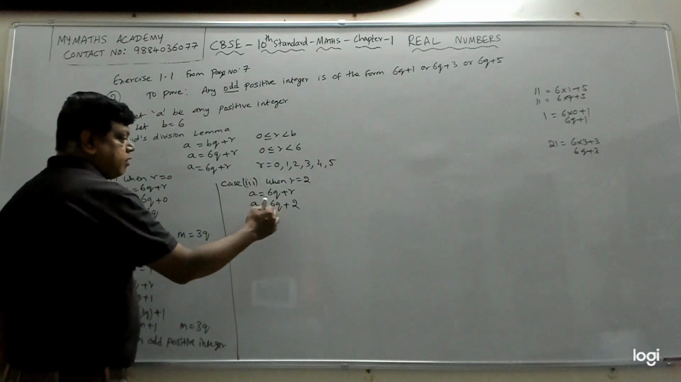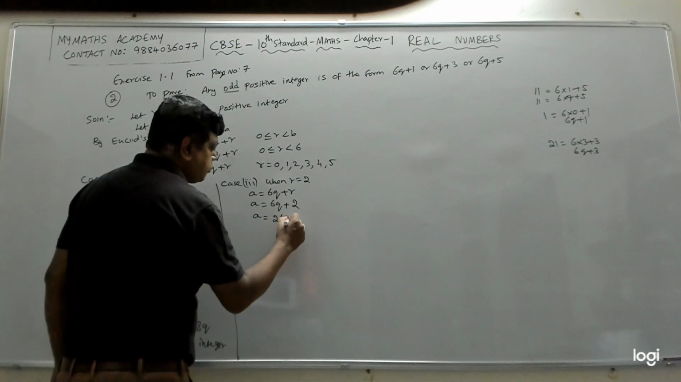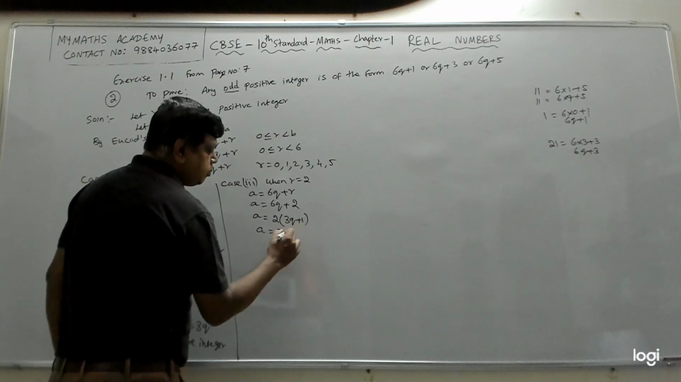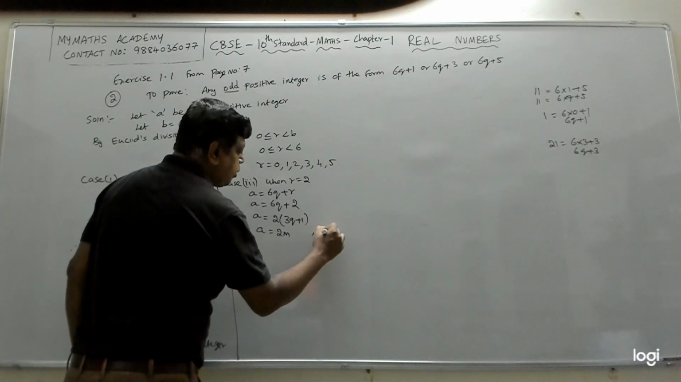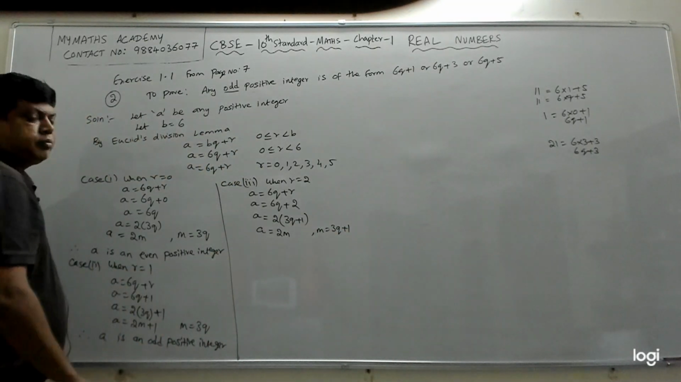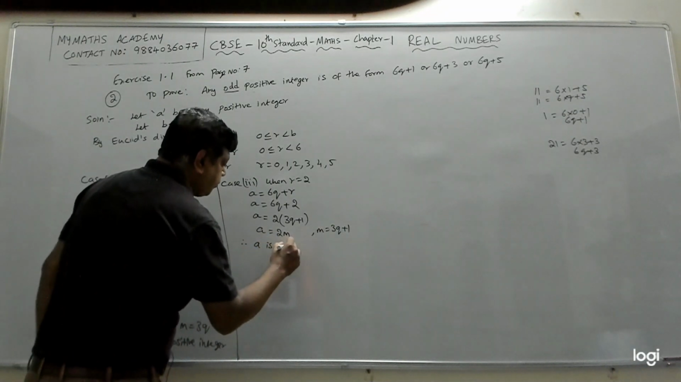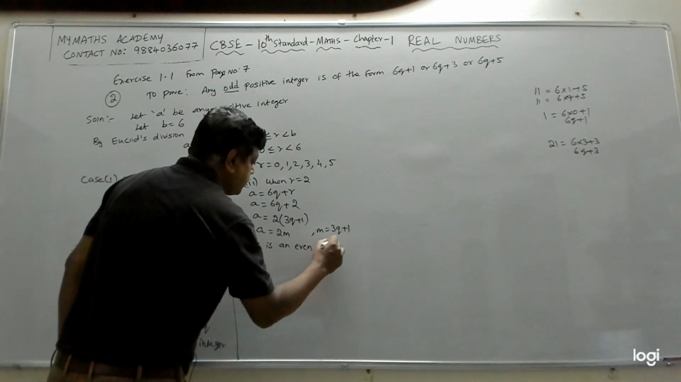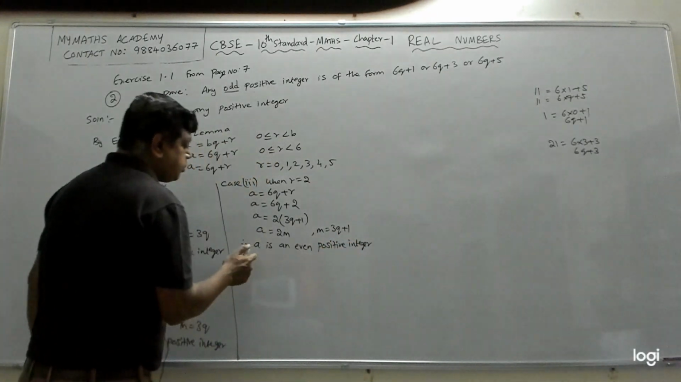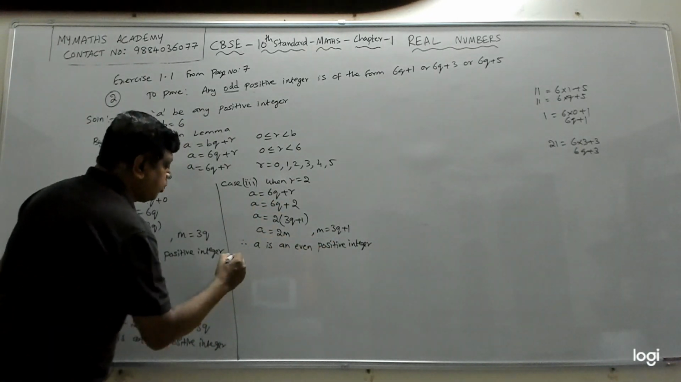So now, is there a way that I can convert 6q plus 2 as 2 into something? I can take 2 common. This will become 3q plus 1. Then a becomes 2 into, instead of this entire 3q plus 1, I will put m, where m equal to 3q plus 1. Now a takes the form of 2m. When a is 2 into m, then it is even. Therefore, a is an even positive integer in this case. So when a is 6q plus 2, a becomes an even positive integer. Now case 4.